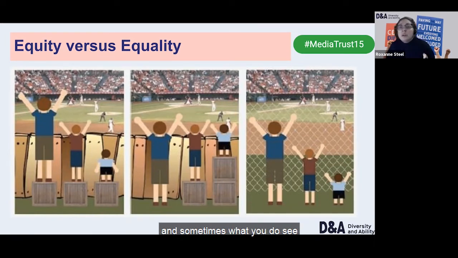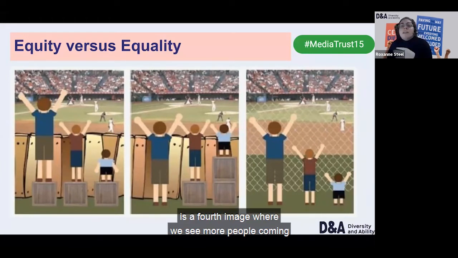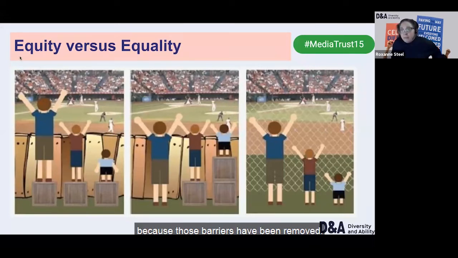And sometimes what you do see with this kind of array of images is a fourth image where we see more people coming because those barriers have been removed.